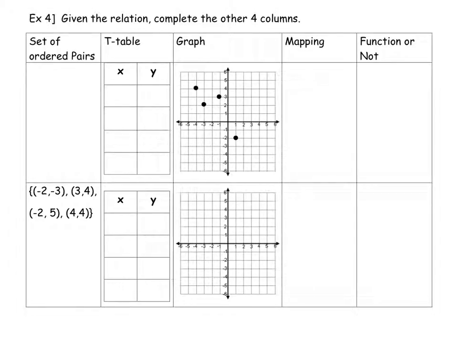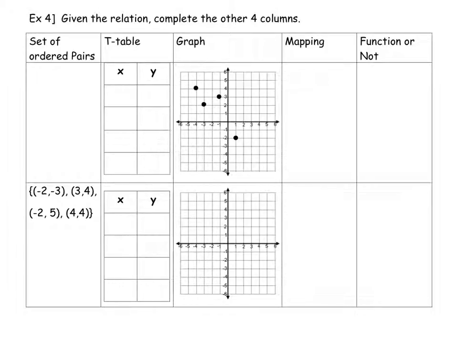Alright, so here we need to draw this out. I know it's going to take a while. You can also print it out, cut it out, and put it into your notes, and then fill it in. So here it says, given the relation, complete the other 4 columns. So here's the relation right here. We need to take this relation and fill in the ordered pairs, the t-table, do a mapping diagram, and tell me whether it's a function or not. So let's get started on this.